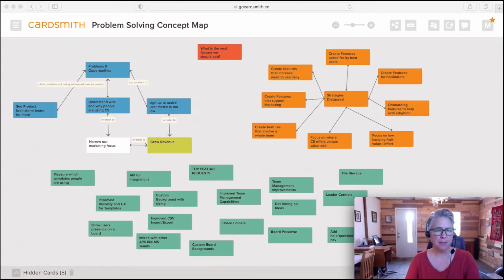So the last map that I showed you was the actual brainstorm that we did with our Cardsmith team to answer the question, what is the next feature we should add?